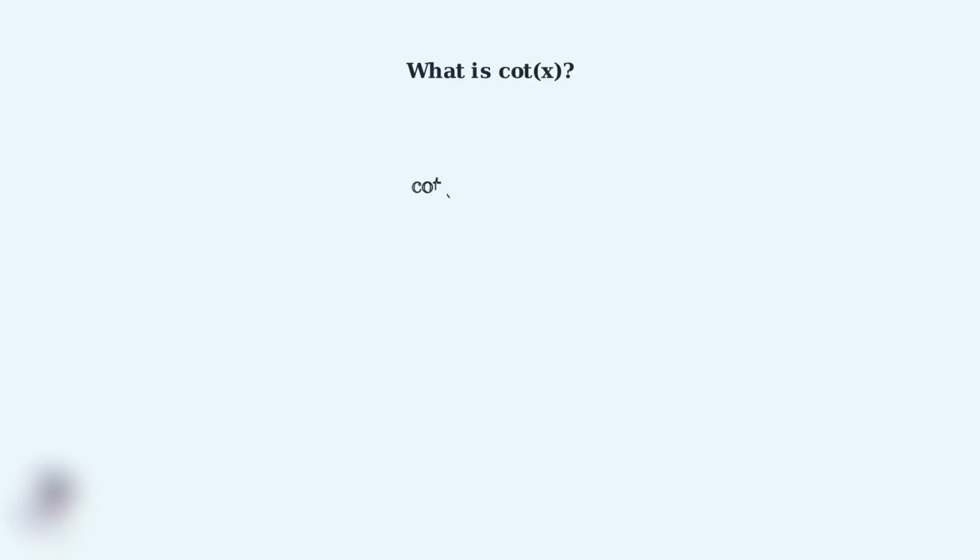The cotangent function, written as cot of x, is defined as the ratio of cosine x to sine x. This can also be expressed as 1 over tangent x, since tangent is sine over cosine. Cotangent is one of the 6 fundamental trigonometric functions you encounter in calculus.